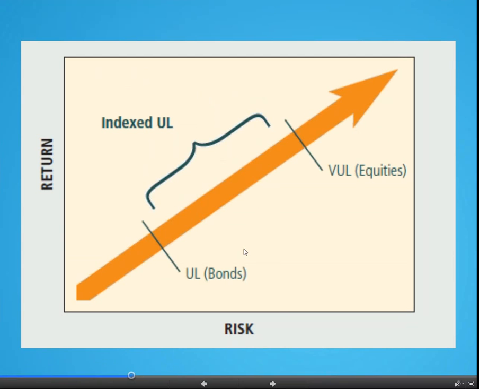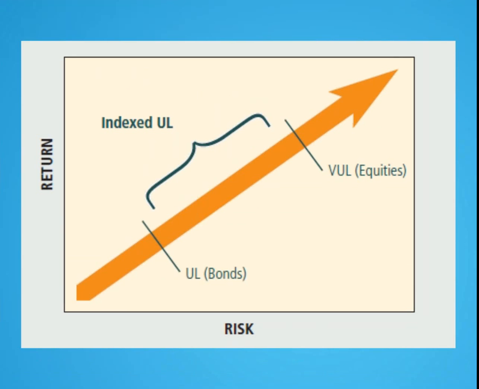because we have a risk spectrum, a risk-return spectrum, right? So the more risk you take, theoretically, the more return you should expect, right? UL is down here, basically a bond return. VUL and equities being in the market is up here, more risk, more return. Index UL should be somewhere in between because, right, you're going to get years where you get 0. No negative returns, but you're going to get 0, whereas with a regular UL, you probably would have gotten 4 or something like that.